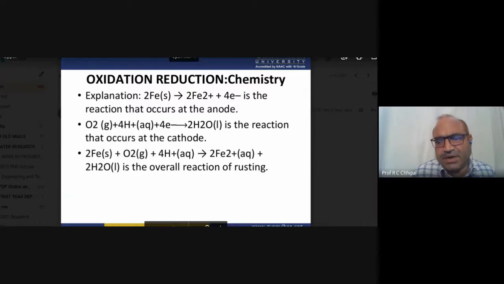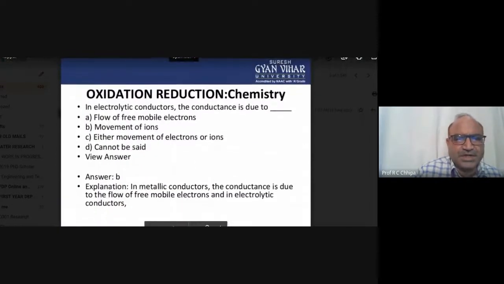So reduction and oxidation. Fundamentally, oxygen reacts with 4 hydrogen ions, and then 4 electrons are used, and finally we get the reaction. So here the reaction occurs at the cathode. Now there is an explanation behind this: iron plus O2 in the presence of H+ is converted into Fe2+. So let's see the different things and the importance of oxidation and reduction in our life.